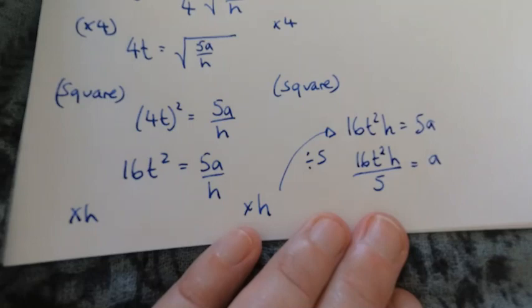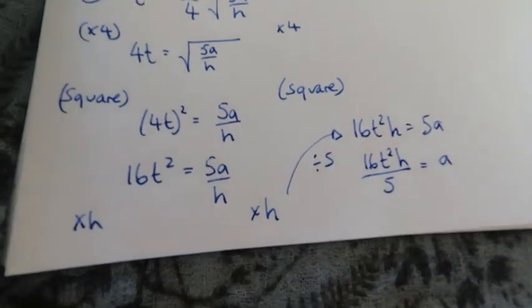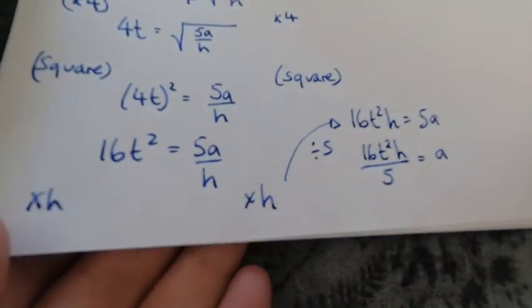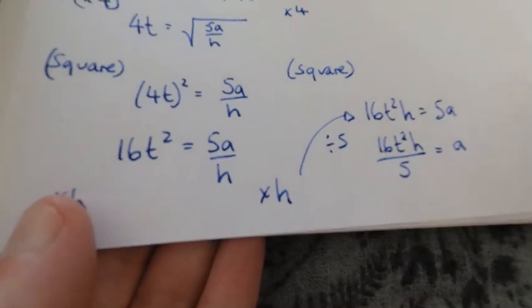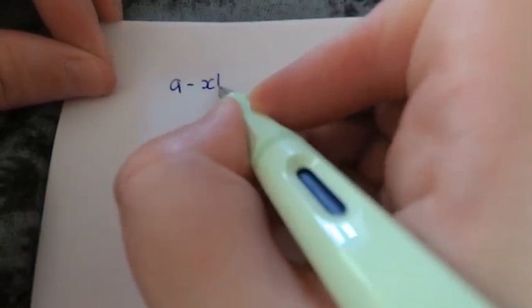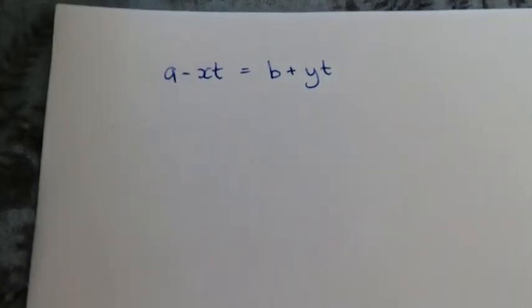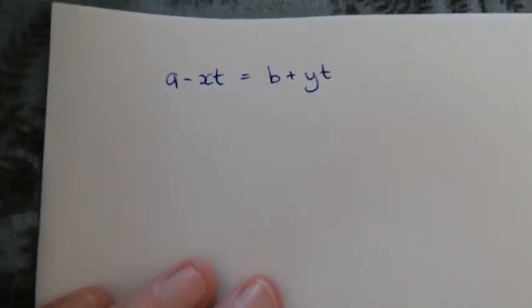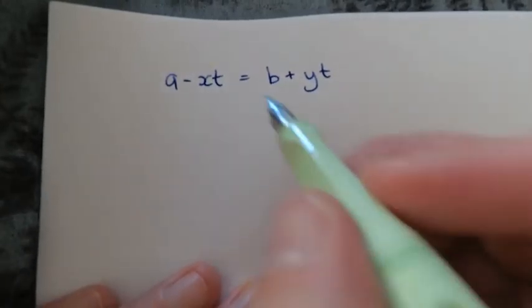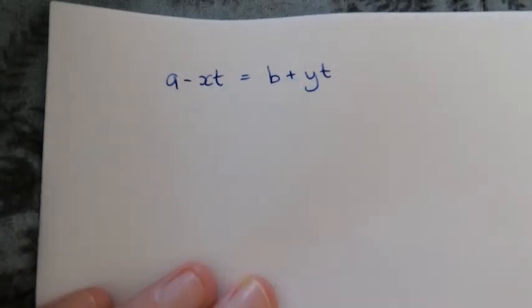Okay, finally we've got 2 more examples, and these are slightly different. They do come up quite a lot in GCSE, so do make sure you're able to do them. And that's when the subject that you're changing the equation into appears more than once. So example 1 of these is a minus xt equals b plus yt. And I want to make t the subject of the equation. But as you can see, it's appearing twice here.